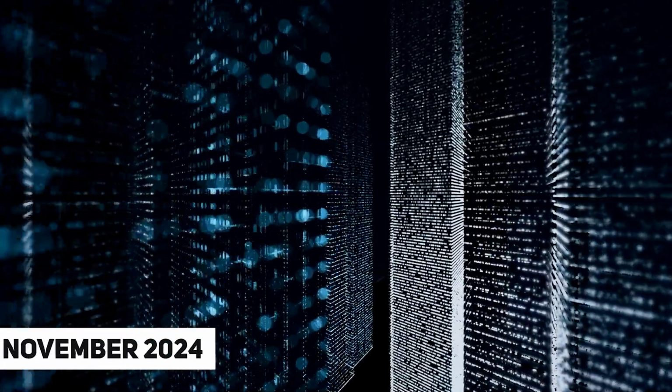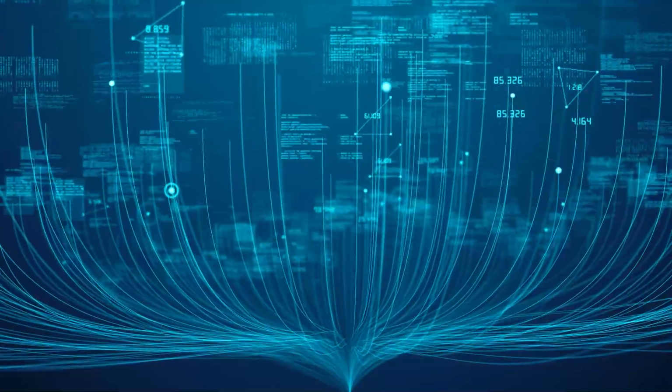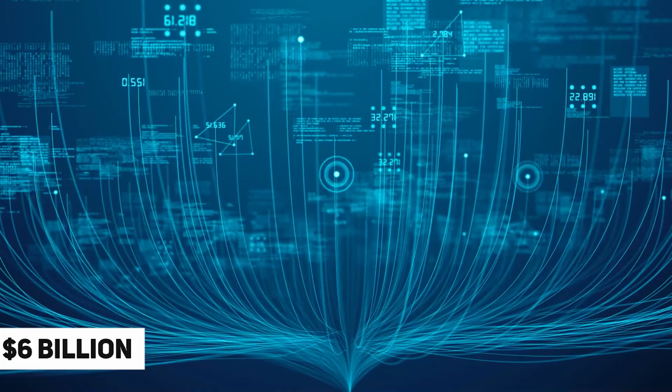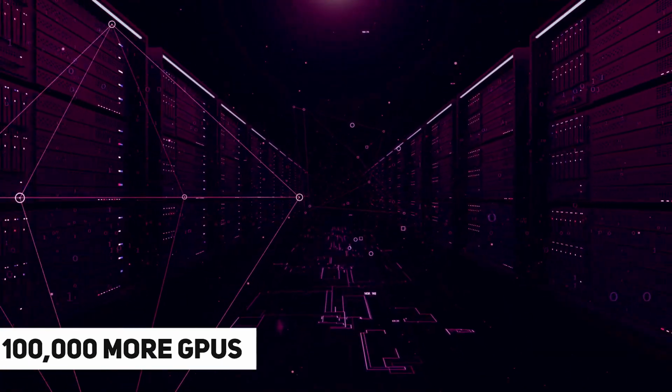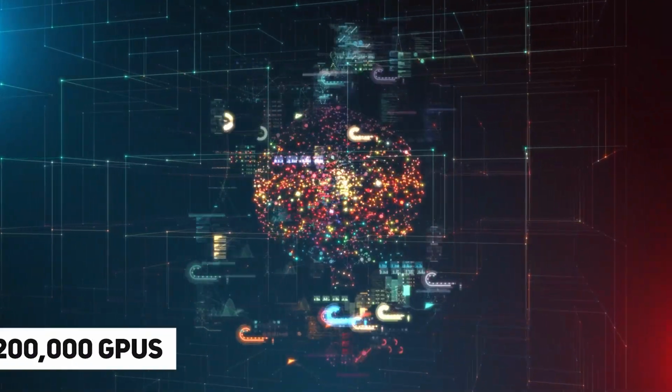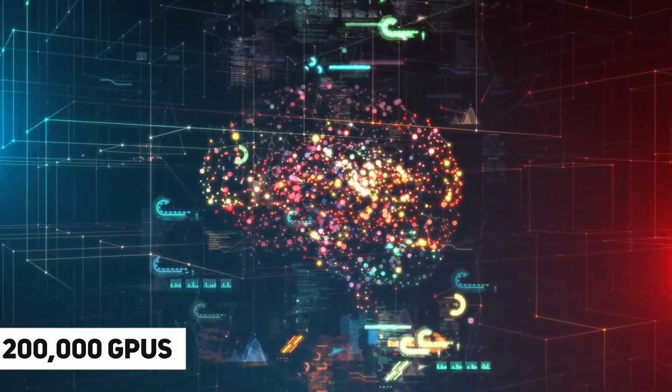In November 2024, the company announced an ambitious expansion plan to double the capacity of Colossus through a massive multi-billion dollar deal. They were aiming to raise $6 billion over the next few years, and this will allow XAI to add 100,000 more GPUs. This will bring the total to a mind-blowing 200,000 GPUs, significantly boosting the supercomputer's power.